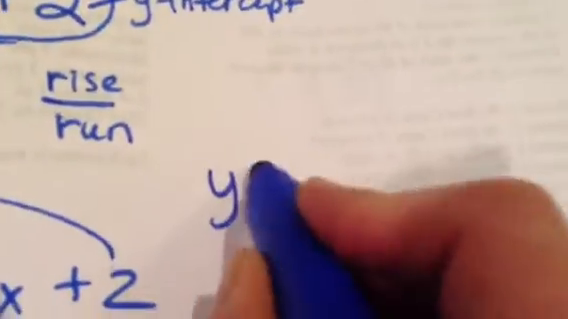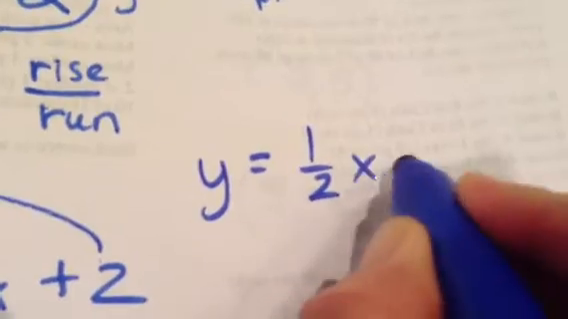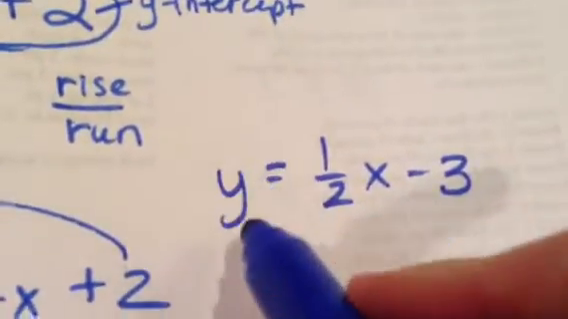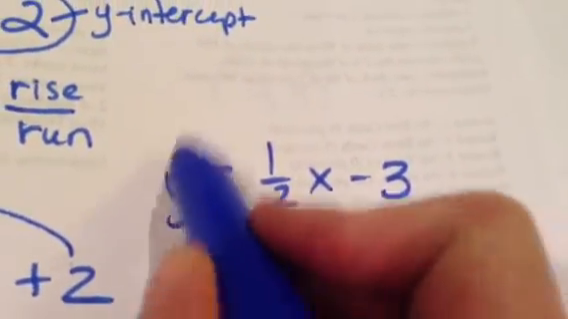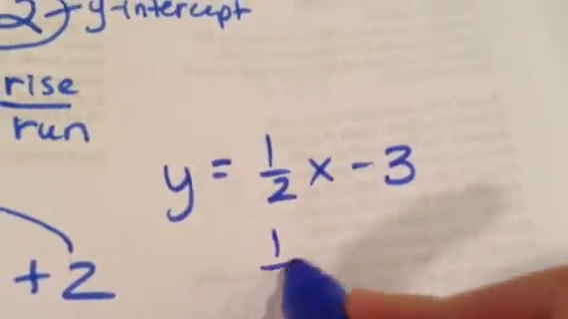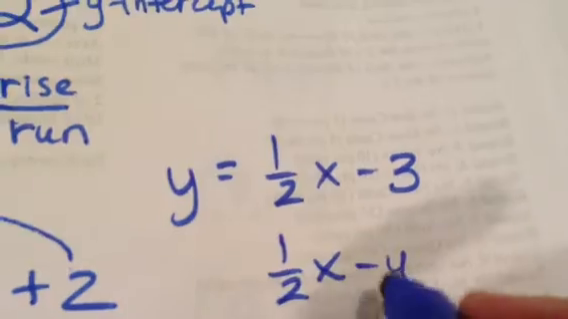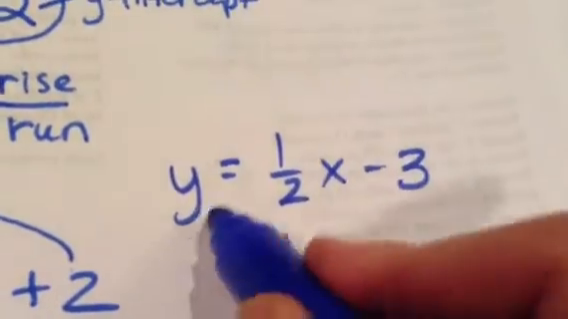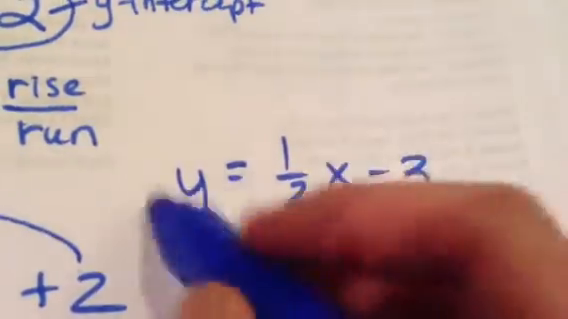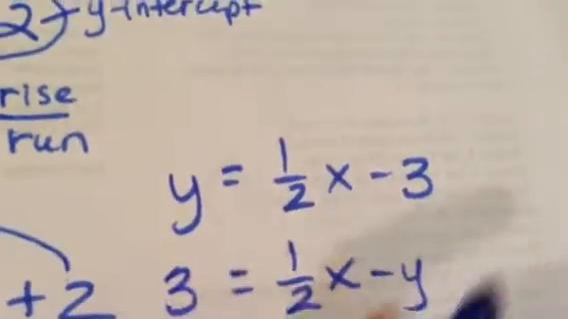Look at this one, y equals 1/2 x minus 3. Same difference. To put it in standard form, throw this y to the other side. So I've got 1/2 x. It was a positive y, so it's going to become a negative y. Put your 3 on the other side. It's a -3, so when you throw it over, it becomes a positive 3.